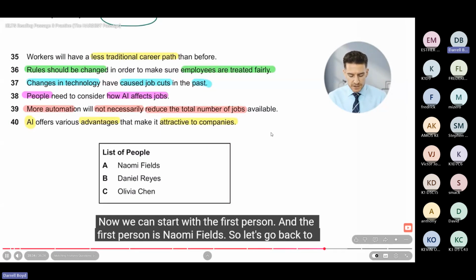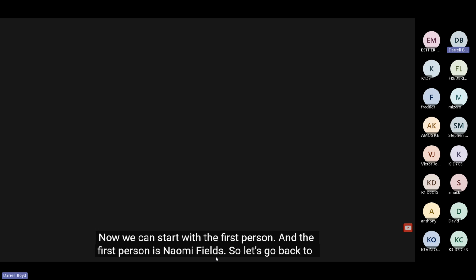Now we can start with the first person, and the first person is Naomi Fields. So let's go back to the very top of the passage and we'll quickly see what she says. Because if you remember, I believe the first mention of her was in paragraph 2. Okay, so let's quickly have a look at what she says. She talks about transforming jobs. We've had a look at that before. The tools are capable of learning. Okay, fair enough. Some systems review applications.